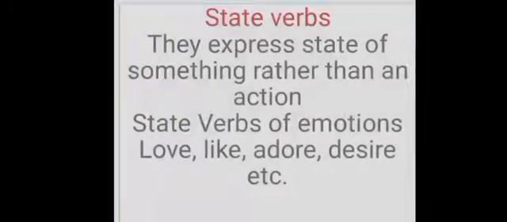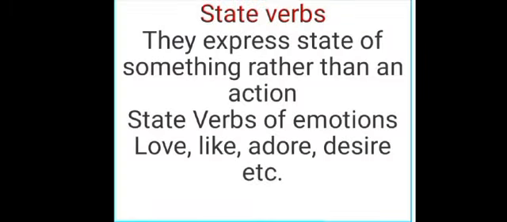State verbs, and as we discussed earlier, verbs are words which also describe the state of something. They express the state of a noun or a pronoun rather than an action. They do not show or describe the action done by a noun or a pronoun, but they describe the state of something, right? So let's discuss the very first type of state verbs, and that is state verbs of emotions.